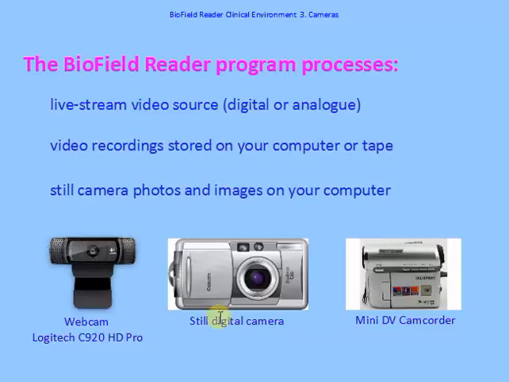At the bottom we've got an example of three types of camera you can use. On the left here we've got a webcam, and we recommend the Logitech C920 HD Pro because it's got lots of useful functions. And by adjusting the settings, you can get some really good quality scans. Also, you can use a still digital camera or a mini DV camcorder.